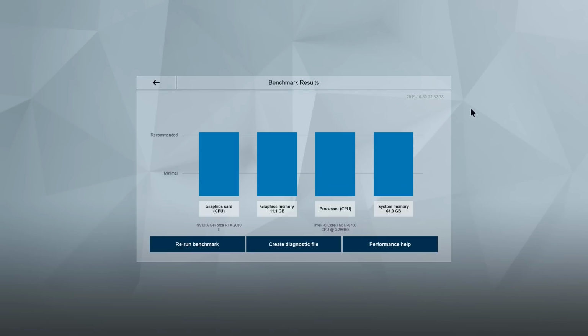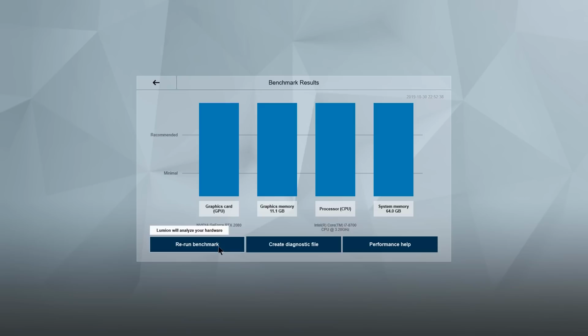Click on the computer speed button to see more detailed benchmark results. This computer has an NVIDIA GTX 2080 Ti card, and all the benchmark bars are blue, which means this setup is going to rip. You can rerun the benchmark if you install new hardware, but for now, we're all good.